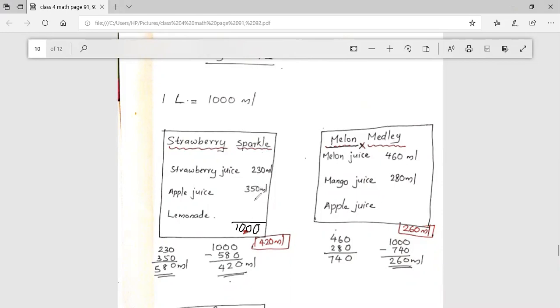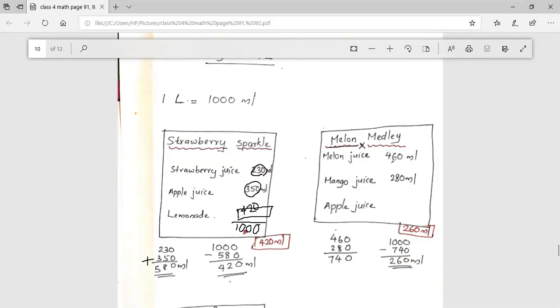If you add all three, you want to find the third one, then you want to get 1,000 milliliters. So first we add these two, 230 and 350. 230 plus 350 you will get 580: 0 plus 0, 0, 3 plus 5, 8, 2 plus 3, 5, 580. So 1,000 minus 580. 0 minus 0, 0, and this will be 10, 10 minus 8, 2, and 9 minus 5, 4. So this will be 420.